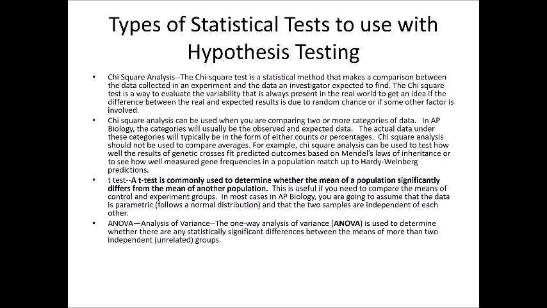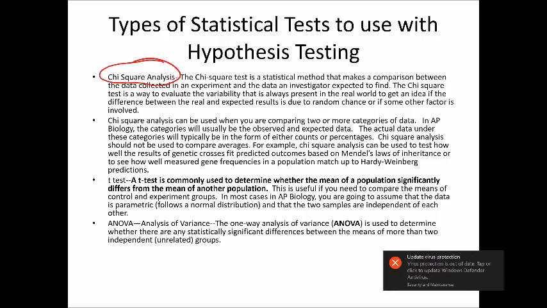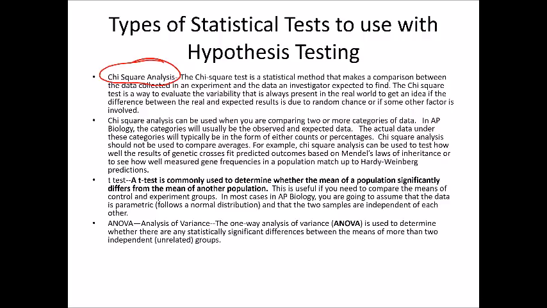So there's several different types of tests we can do to do hypothesis testing. The test you're going to use most commonly in this class is the chi-square analysis test. This compares the data in an experiment. It compares the data we expected to find with the data we actually got. We're going to say that it compares the observed and expected data. It's a way to evaluate the variability that's present in the real world and get an idea if the differences between our real and our expected results are due to chance or to something else.